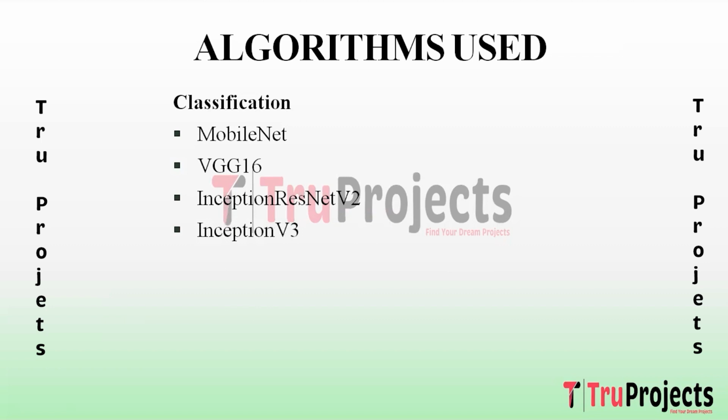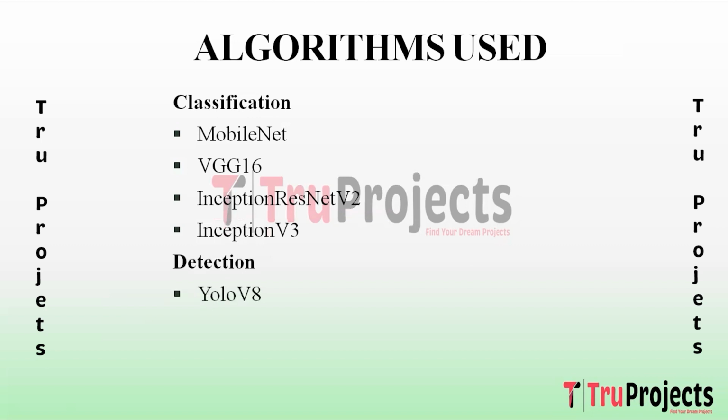The next one is Inception V3. So Inception V3 is another variant of the Inception architecture optimized for efficient use of computational resources. It uses Inception modules with different kernel sizes to capture features at various scales. And Inception V3 is selected for its balance between performance and computational efficiency, making it suitable for image classification tasks in this project.